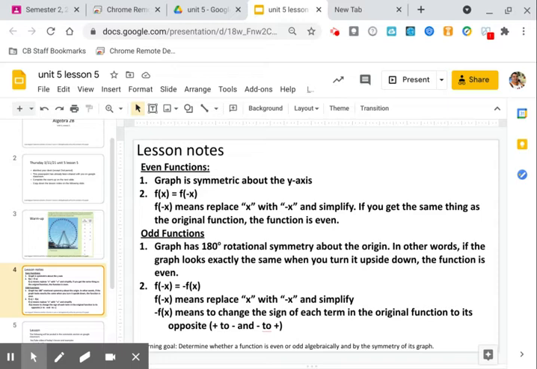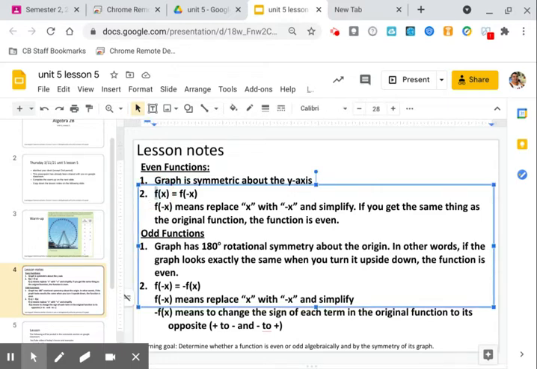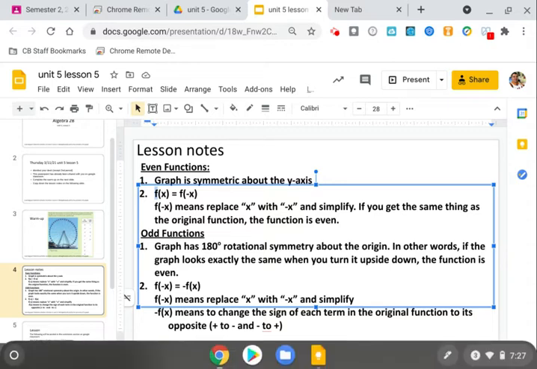So in order for a function to be even, this has to be true. f of x has to be equal to f of negative x. So f of negative x means replace x with negative x and simplify. If you get the same thing as the original function, the function is even.